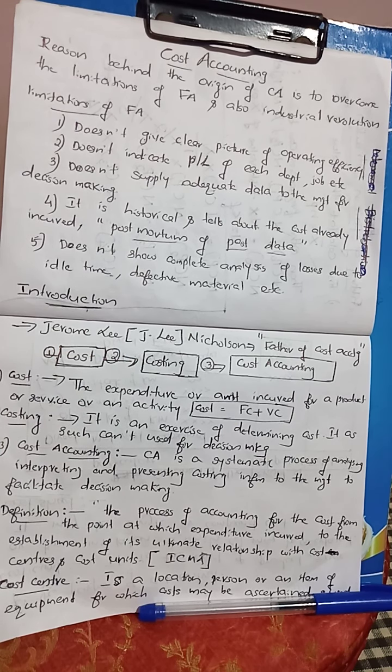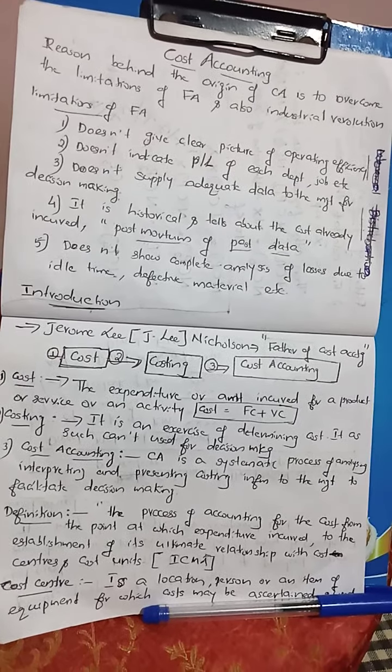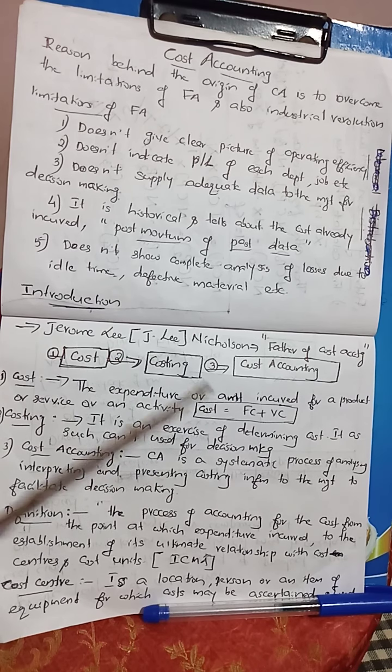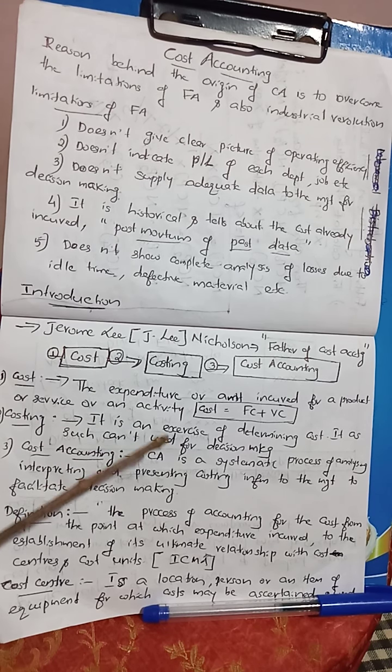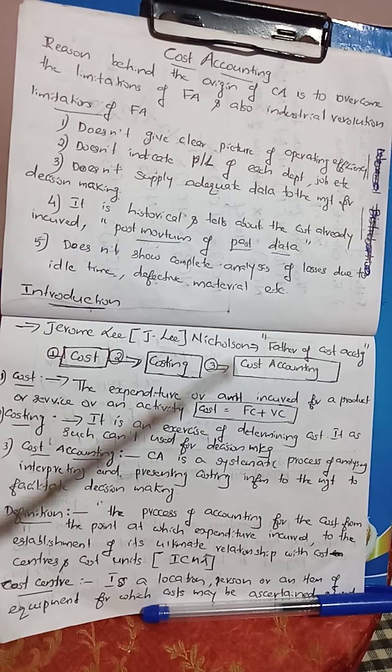Before going to the concepts used in cost accounting, we first need to know three terms used in cost accounting: cost, costing, and cost accounting. What do you mean by cost, costing, and cost accounting? Cost is the expenditure or amount incurred for a product, a service rendered, or an activity undertaken in a business organization. It is the sum total of both FC and VC, that means both fixed cost and variable cost.